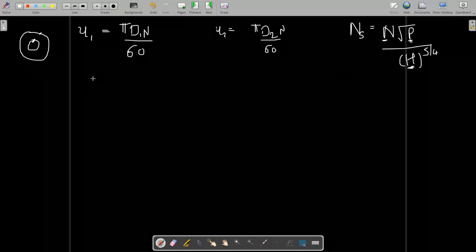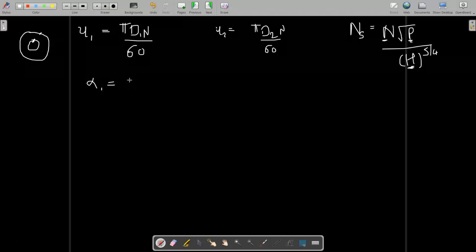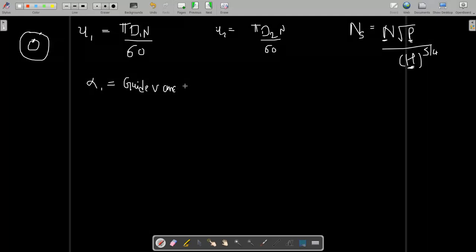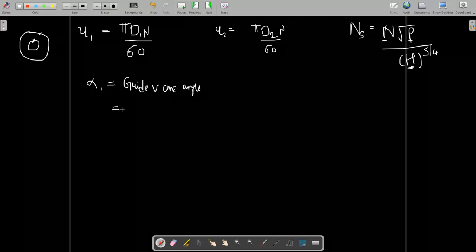Okay, alpha 1, that is the inlet angle of the wheel, the angle at which water is entering the wheel, that means the guide vane angle. It is given to us as 11 degree and 22 minutes. So we have to convert this, and how we can convert, just divide 22 minutes by 60, so you will get 11.366 degree.